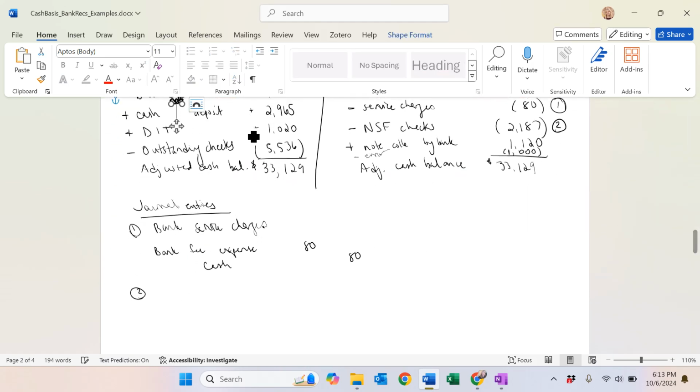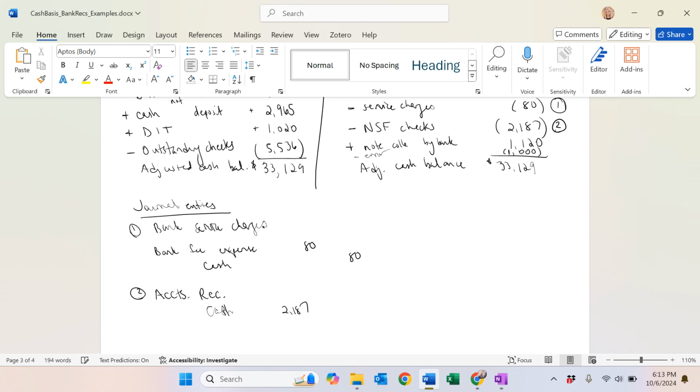Okay, sorry about that. Item 2 is our non-sufficient funds checks. So what do we need to do? We need to record a credit to cash. We didn't have as much cash as we thought we would, for $2,187. And then what account do we debit? Well, when we first got the check, we recorded a debit to cash and probably a reduction to accounts receivable because our customer paid us. So now let's put that accounts receivable back on the books, and soon we're going to call that customer and tell them we need our money.